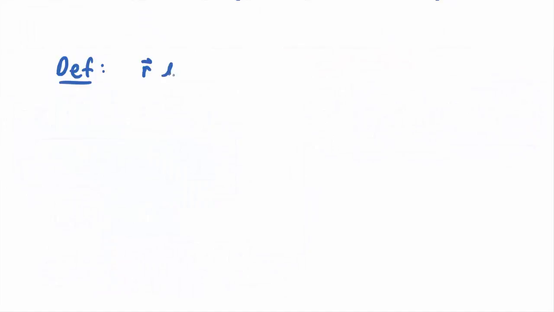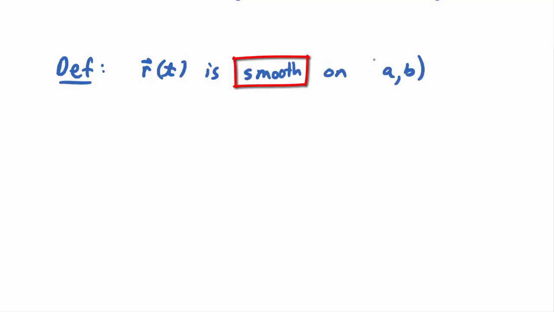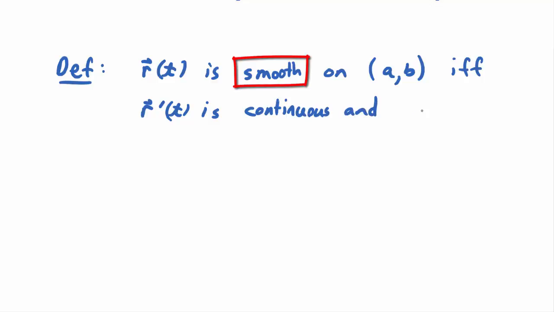r of t is smooth on some interval, t from a to b, if and only if, iff for if and only if, r prime of t is continuous on that interval and r prime of t doesn't equal the 0 vector anywhere on that interval. Does not equal, is what I'm trying to say here. Does not equal the 0 vector anywhere on a b.